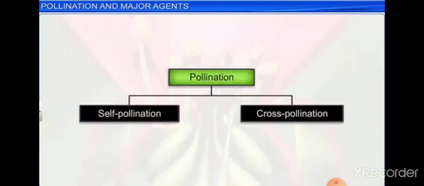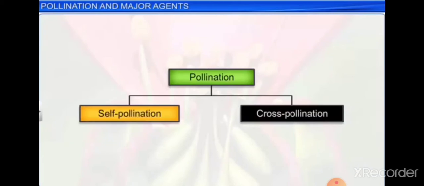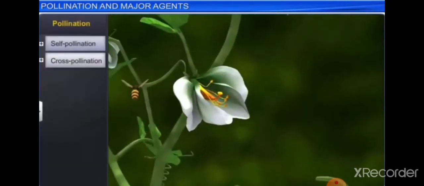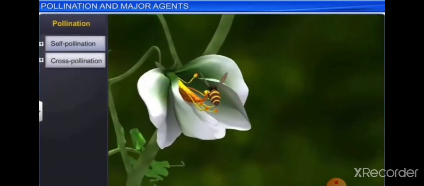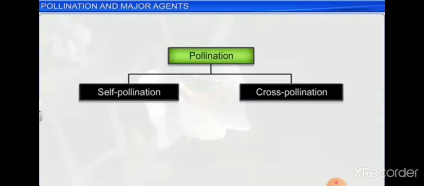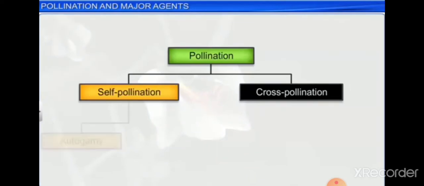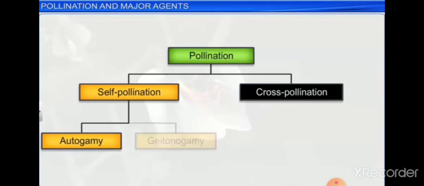Pollination can be of two types: self-pollination and cross-pollination. When pollination takes place within the same flower or between flowers of the same plant, it is known as self-pollination. In plants, self-pollination can occur either through autogamy or geitonogamy.